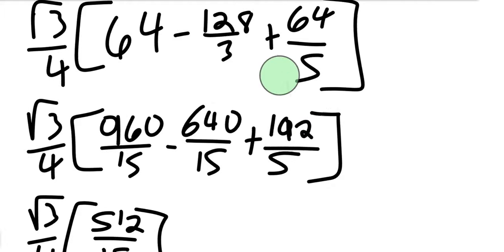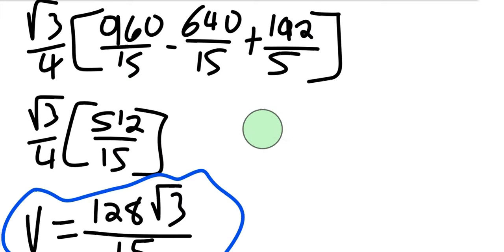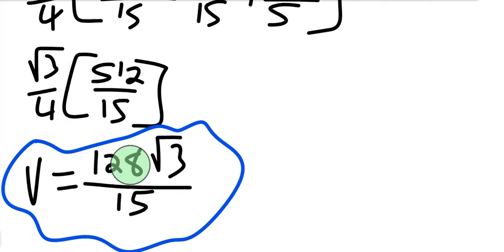The common denominator here is 15, so you have to find a common denominator, combine the numerators, and then 512 over 4 is 128, which leads us to our final answer: the volume of the solid is equal to 128 times the square root of 3 over 15, which is about as accurate as we can get. Now, what is that as a decimal? Well, let's pull up the software and see what we get.